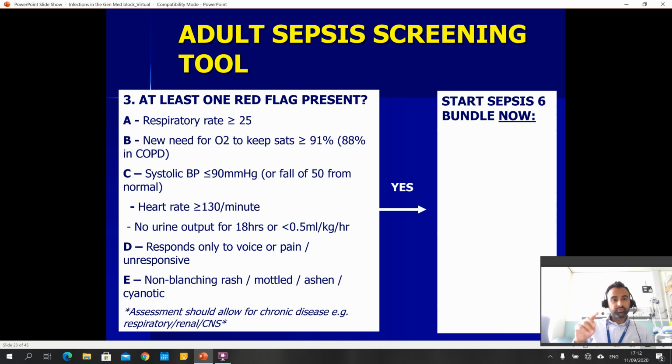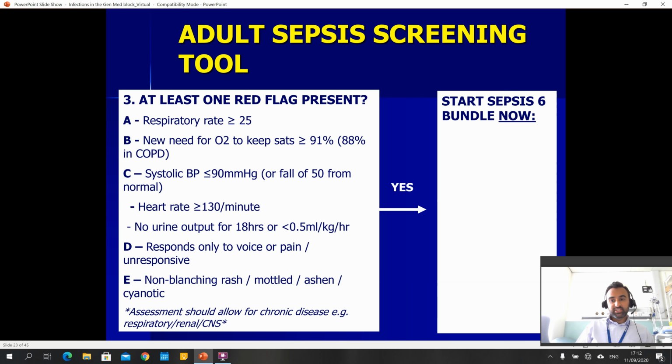So this includes respiratory rate being high, a new need for oxygen. Remember, giving high amounts of oxygen to patients with COPD is not necessarily safe. So do they suddenly need more oxygen to keep their SATs above 91%, or 88% in COPD? Has their systolic BP fallen? Are they tachycardic? And have they not produced urine for many hours? They're all bad signs of them being intravascularly depleted or of peripheral vasodilation.